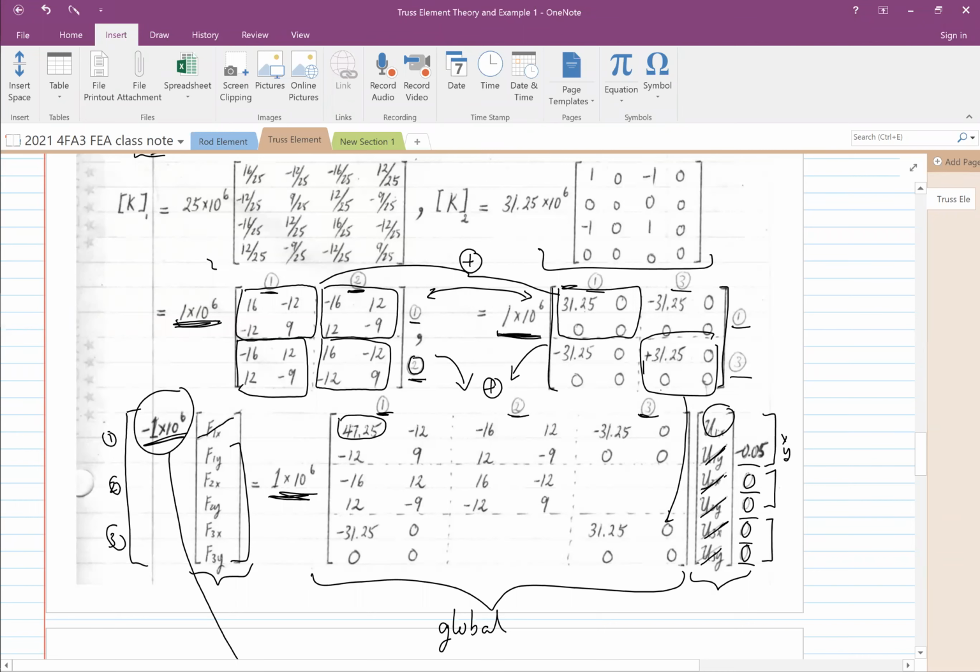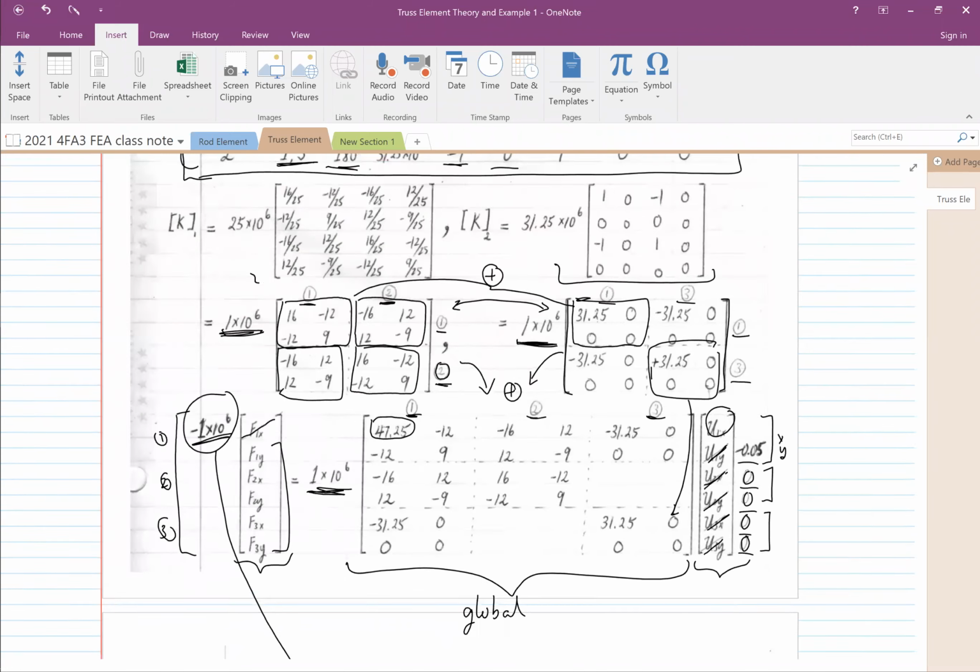Okay. I will show you another truss example next week. We are kind of ahead of schedule. My intent for today is just to show you rod elements. So now we have a brief introduction on truss elements, and it's not over yet. Next week, I will show you more examples on truss elements.